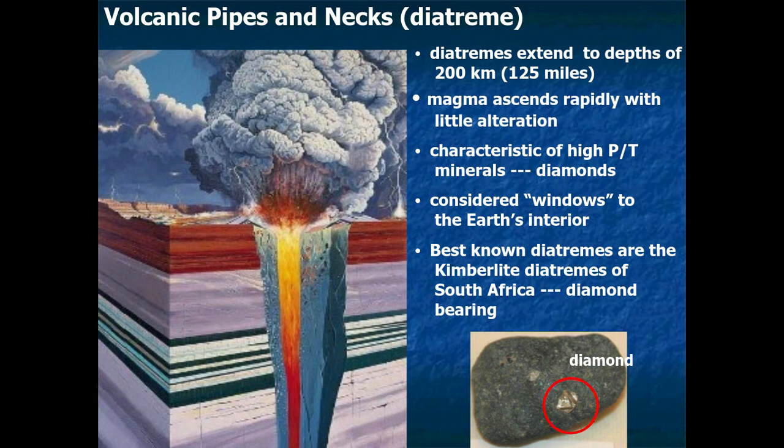And really, these diatremes, these volcanic pipes, are considered windows to the Earth's interior because of the rapid ascending of the magma that makes its way to the surface. And the best known diatremes are what we call the kimberlite diatremes in South Africa. And this is where material is being brought up to the Earth's surface with respect to what we call a kimberlite. And this is where we can find raw diamonds.